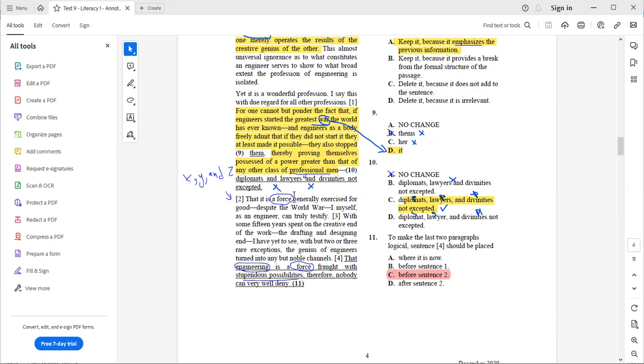Perfect. So here he's talking about the profession as engineer, either before or after sentence 2. I'm with you. But if you look here, he talks about diplomats and lawyers, not expected, and then he talks about engineers as a profession. So maybe let's look after.